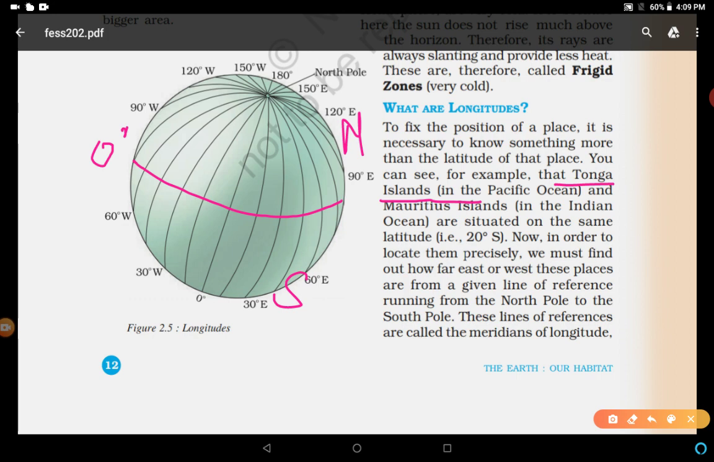Tonga Islands are situated in the Pacific Ocean, and Mauritius Island is situated in the Indian Ocean. Both are situated on this line. This is 20 degree south. But we don't know where these places are located on this line, because this line is a very big circular line, right? And it goes all the way round the earth. So to know the location of a particular place, we should know the longitudinal location of that place.